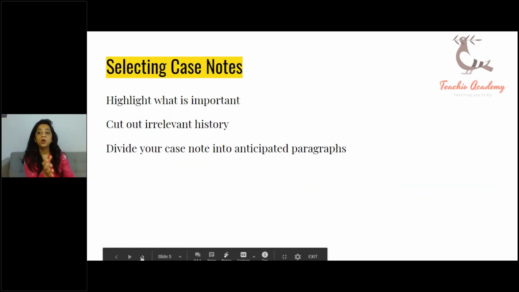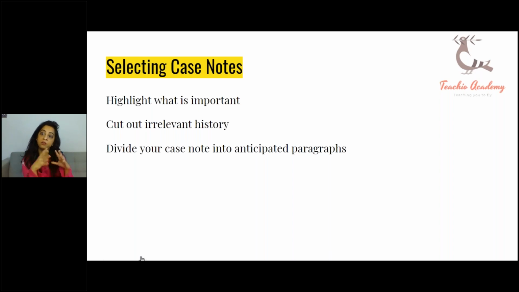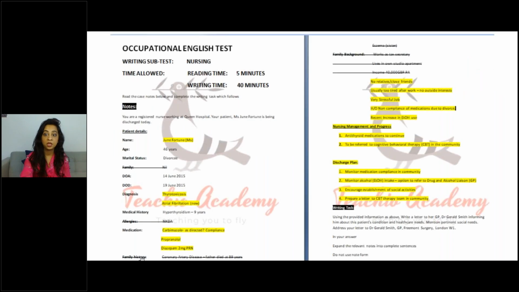All right. So now the method that we use, if we've read the task, then we go back to what was important. We cut down our irrelevant history, and then we try and divide your case note into anticipated paragraphs. I'll try and explain dividing the case note into anticipated paragraphs later, but now we'll highlight what was important and we'll cut out the irrelevant history. And that's what we've done here. So this is the method that I want everyone to try and use and see if it works for you.